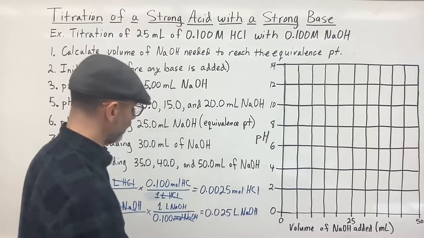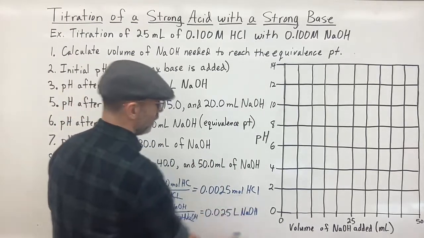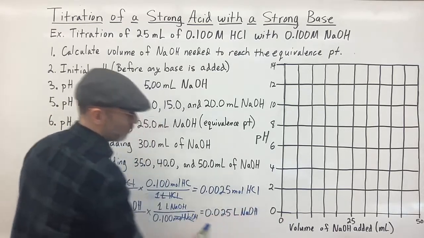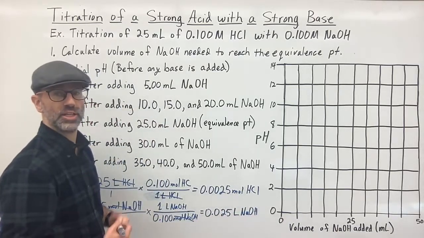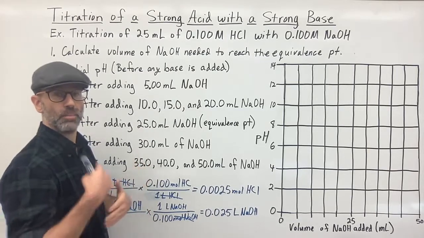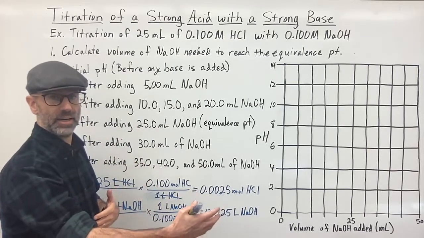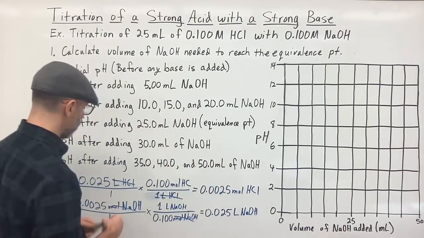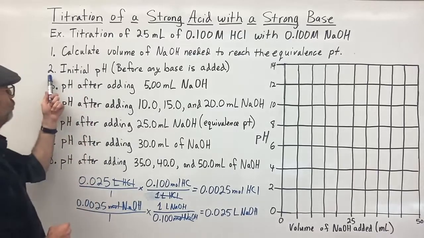All right, so now that I have my volume of acid, this is the volume of the base I have to add in order to reach the equivalence point of my graph. And again, the equivalence point is where the moles of base I added is equal to the moles of acid I started with. Okay, so now that we have this, we can go to step 2.